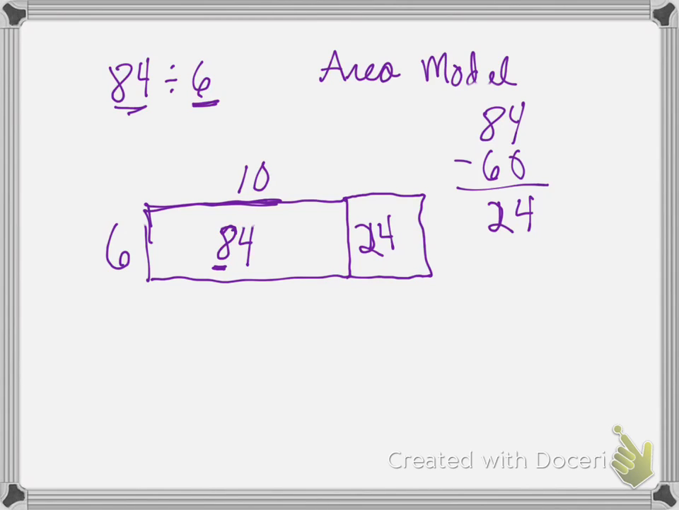So we need another length. So we're going to use that inverse operation. 6 times what gives us 24? And the answer is 4. And now we have our two lengths. We need to add those up. We get 14 as our answer.